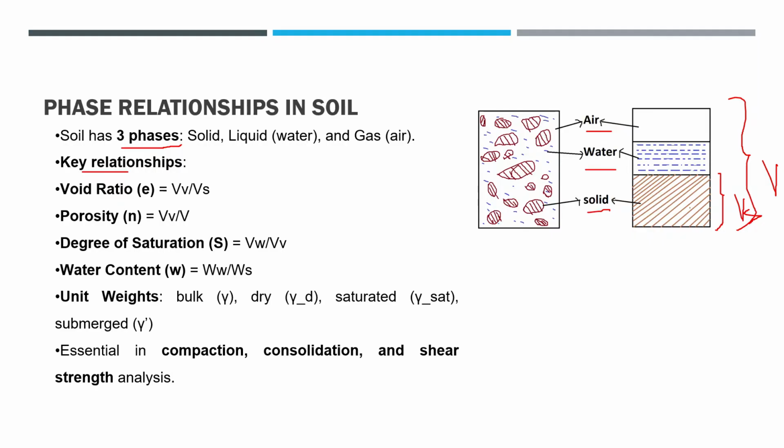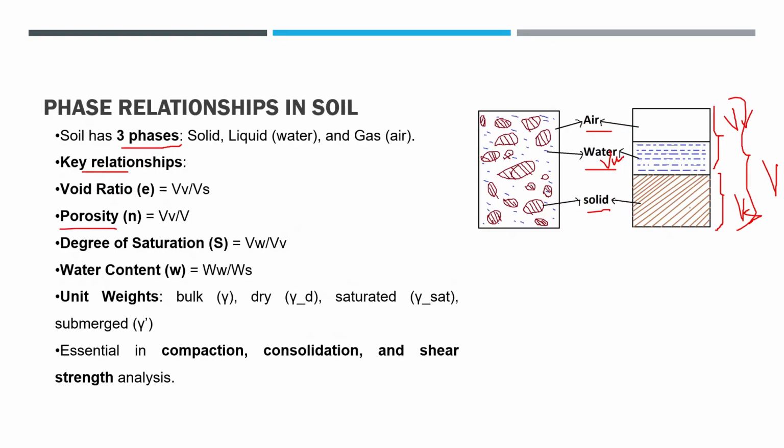And the volume of the air and water together is termed as Vv. The volume of the water alone is termed as Vw. So while considering the key relationships, first we have the void ratio. The void ratio is the relationship between Vv by Vs. Vv is the volume of voids divided by the volume of soil solids.